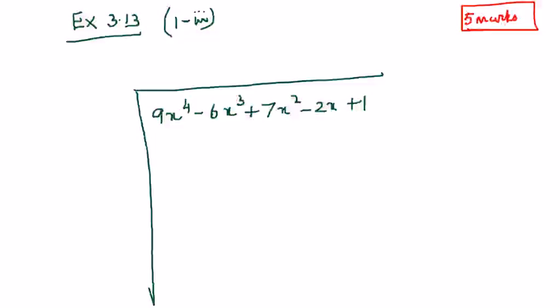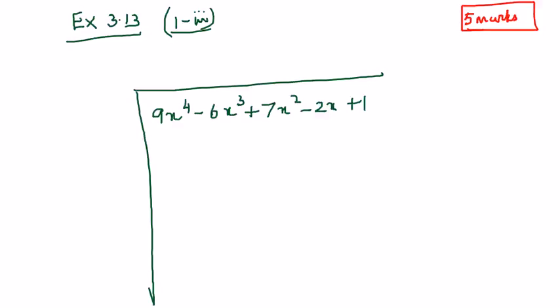So earlier we saw exercise 3.13, first sum, second part. Now we are going to see the next sum, the third part. This is also similar to the previous sum, but let's keep doing some more sums in finding the square root by division method so that you're familiar.